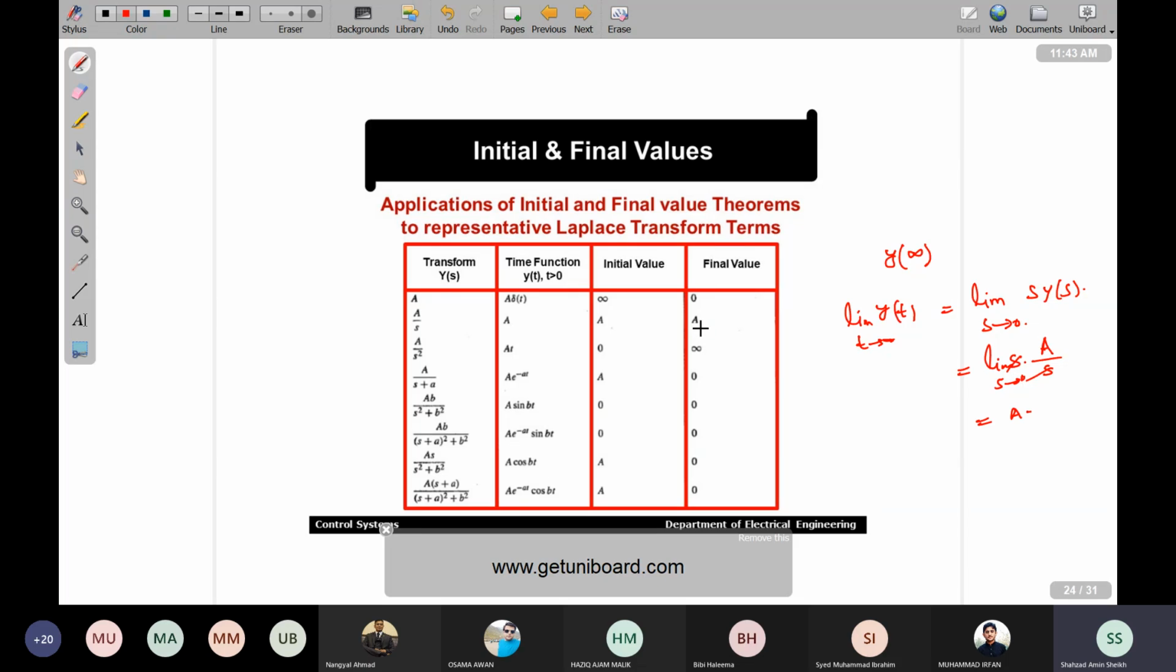It is the final value of the time domain, which we have obtained sitting in the s domain, and we did not transform to the time domain. Similarly, if we are talking about this ramp function, a over s square, that is, your Y of s is a over s square, and we are interested in y of infinity, which is nothing but limit t tends to infinity y of t, and that is equal to limit s tends to 0 s Y of s, and that is equal to limit s tends to 0 a over s. What will it become?